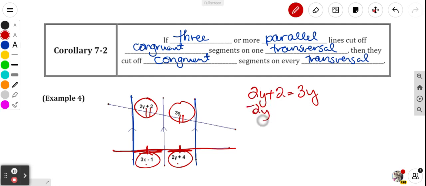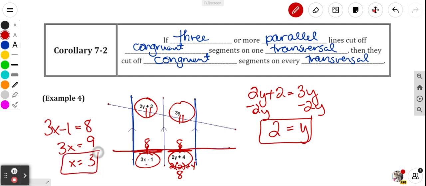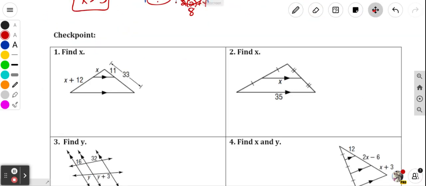So I'm just going to subtract 2y. So we get 2 equals y, y is 2. And so now to help us find x, if we plug in 2 right here, we can do 2 times 2 plus 4. So that's 4 plus 4. So this is 8. So this segment is 8 and that segment is 8. So now I can just set up 3x minus 1 equals 8 and solve. So add 1. So that's 3x equals 9. So x is 3. So there's our last rule. If you have congruent segments on one side with parallel lines, you have congruent segments on all the sides.